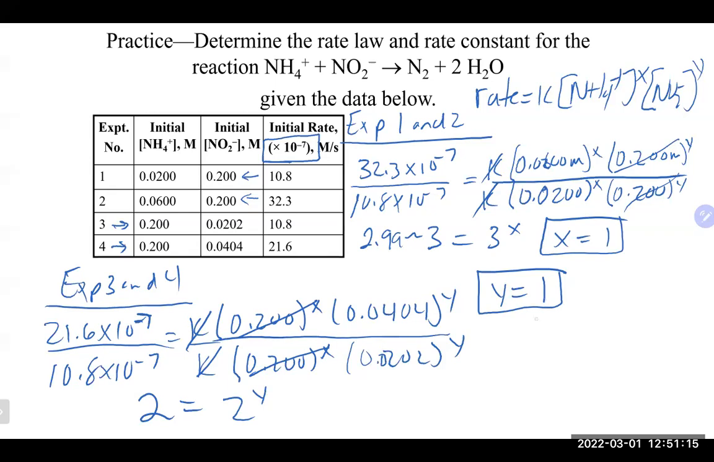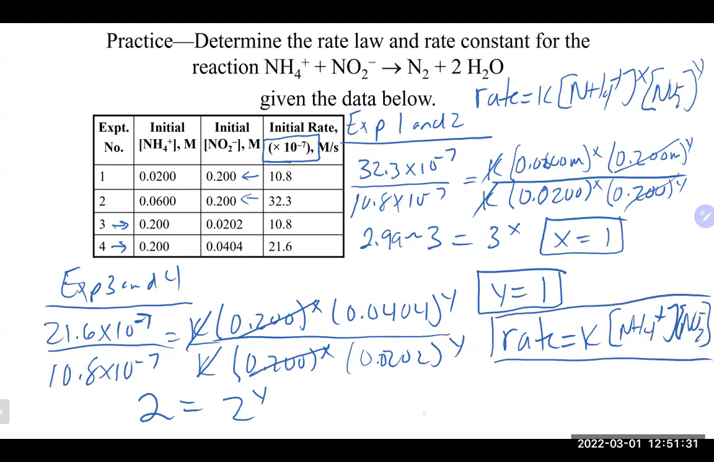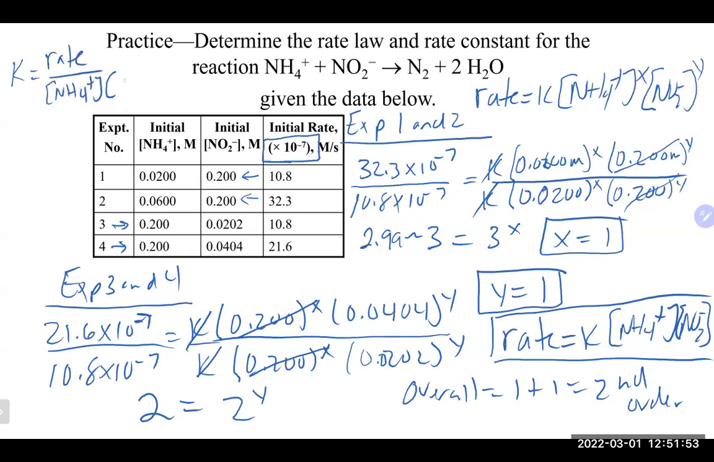At this point, we do have the completed rate law: rate equals k [NH4+][NO2-]. The overall order here would be second order, as it's 1 plus 1, right? At this point, we can now solve for k. K would equal our rate divided by our [NH4+] and our [NO2-].